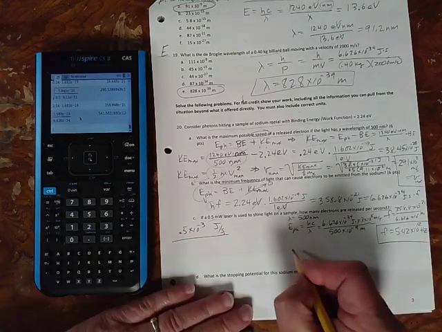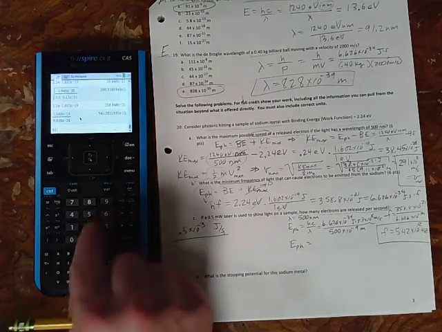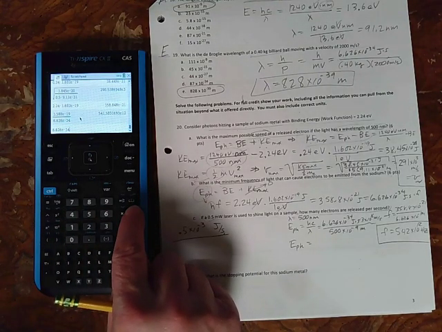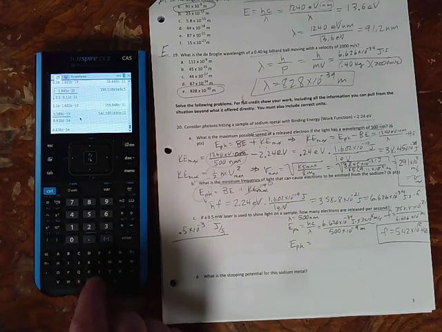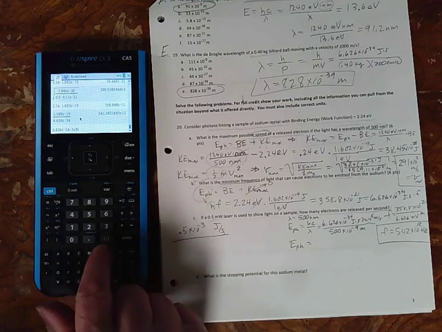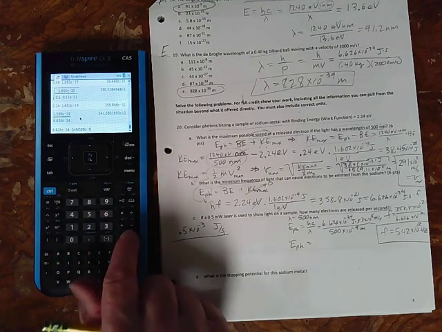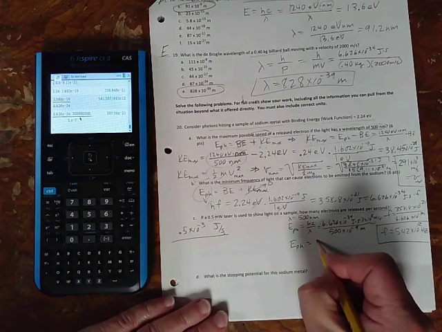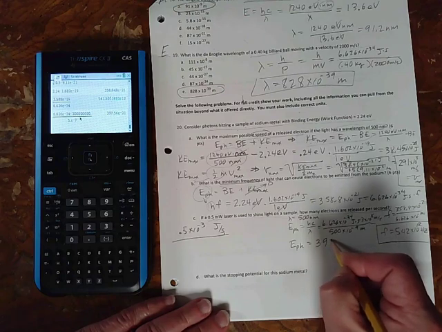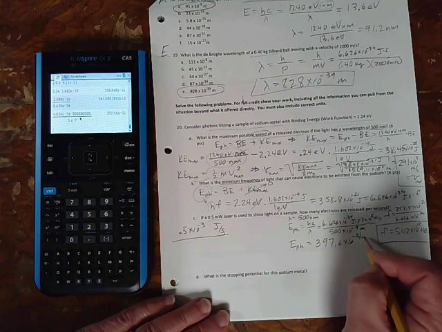Okay, so E photon is 6.626 e-34 times 3e8 divided by 500 e-9. So the energy of one of these photons is 397.6 × 10^-21 joules.